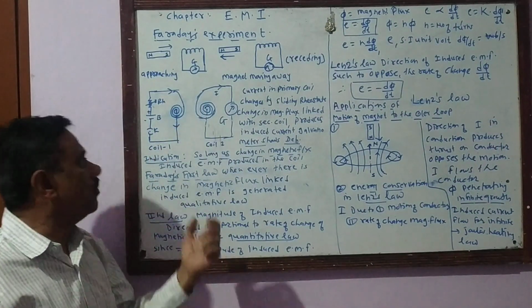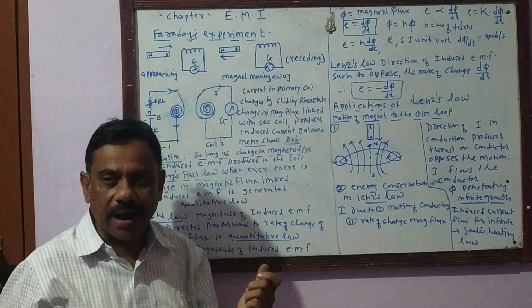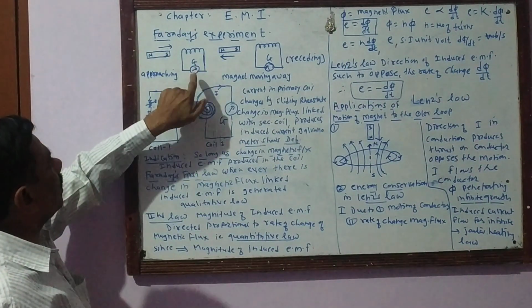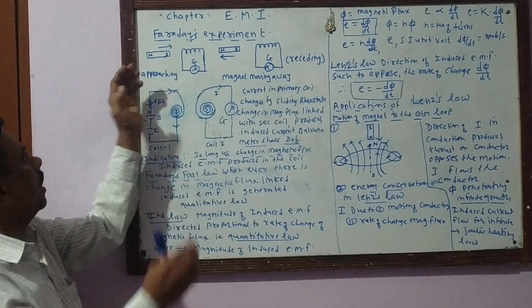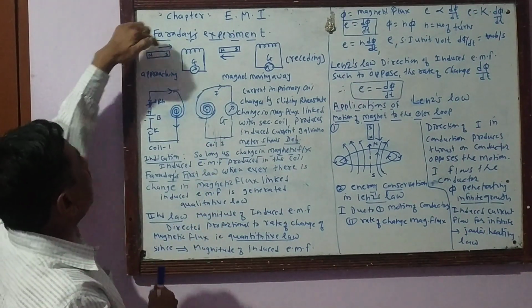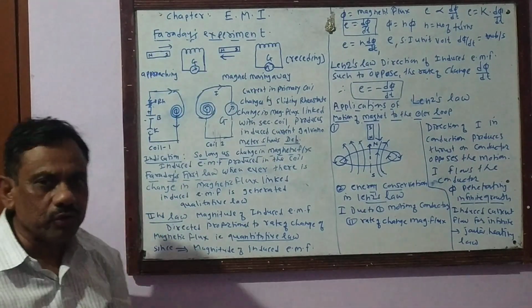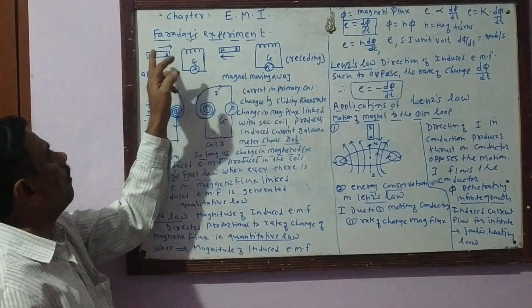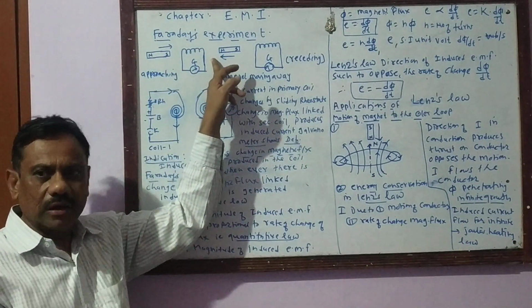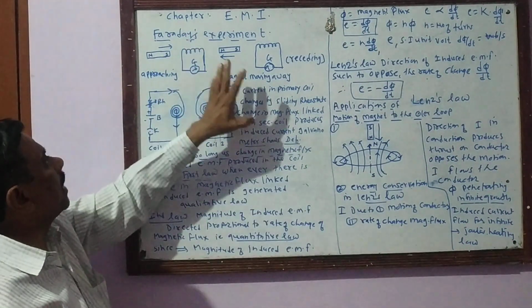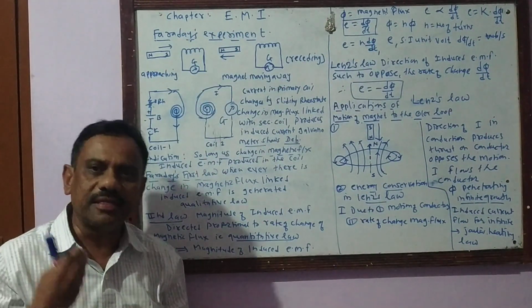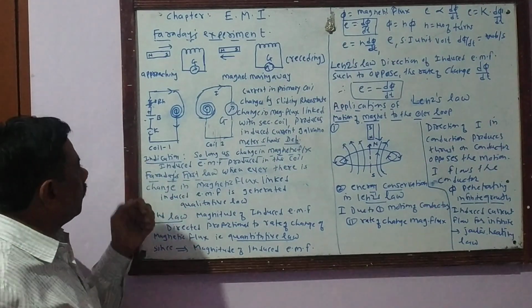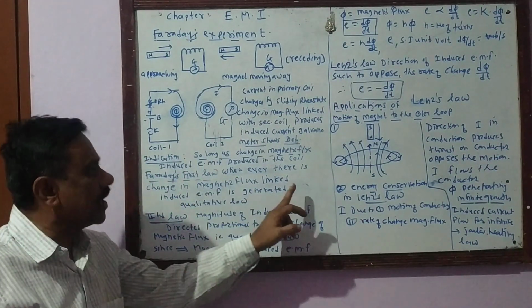From this we came to the conclusion that whenever there is a relative motion, the magnitude of the induced EMF depends on the relative motion between the magnet and the coil, that is, on the relative speed of the bar magnet and the coil. From this we have the definition of EMI, and from this Faraday developed two laws: Faraday's first law and Faraday's second law.